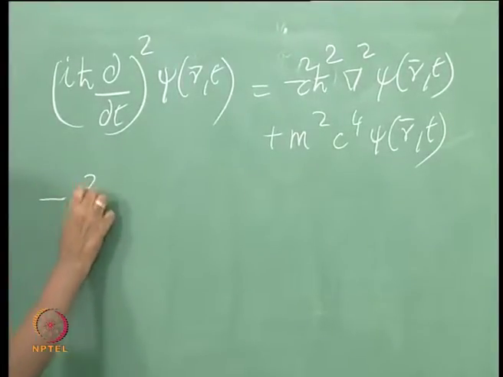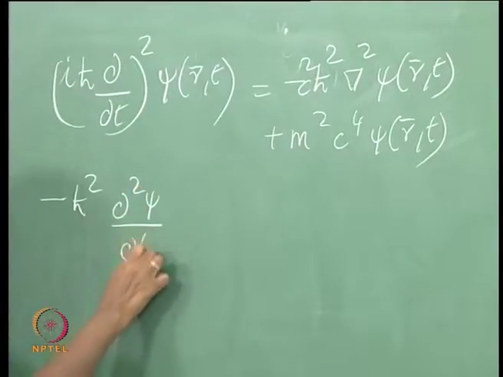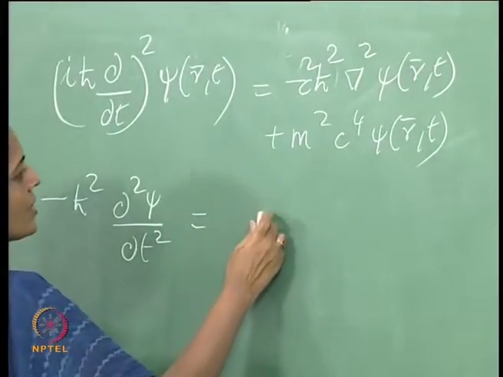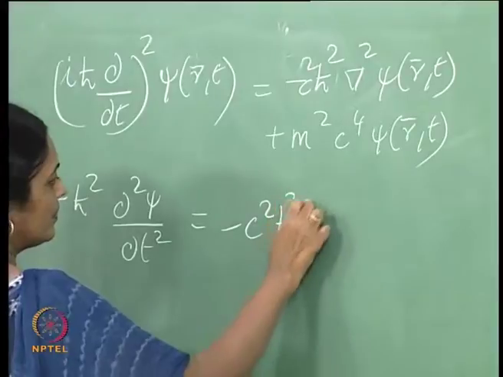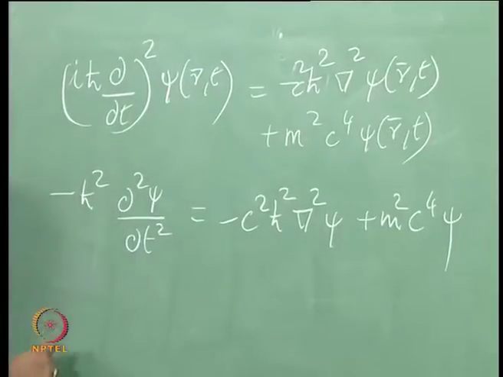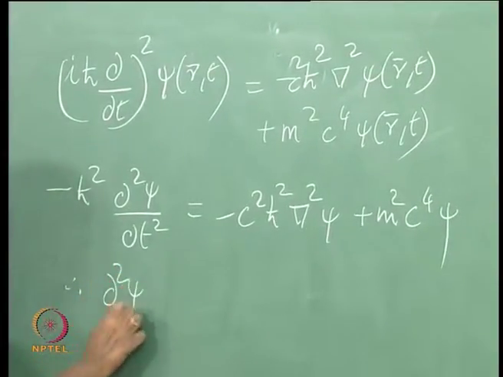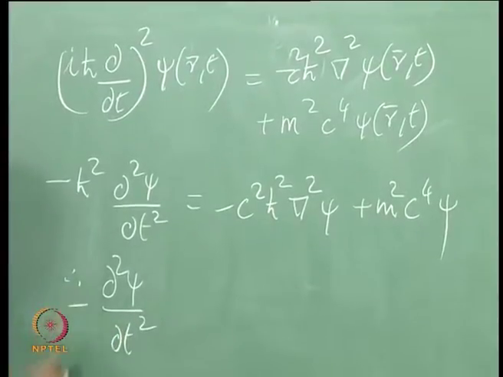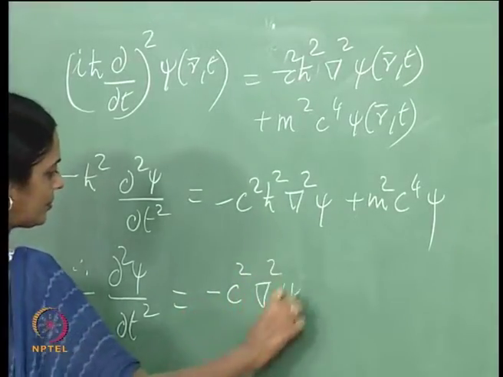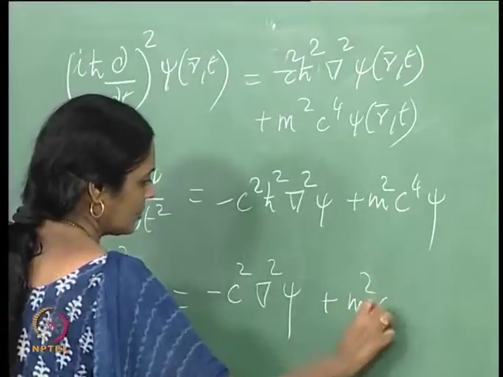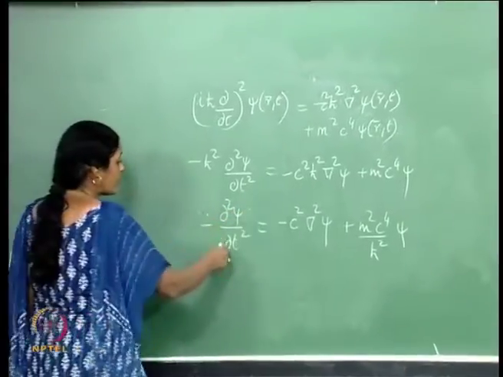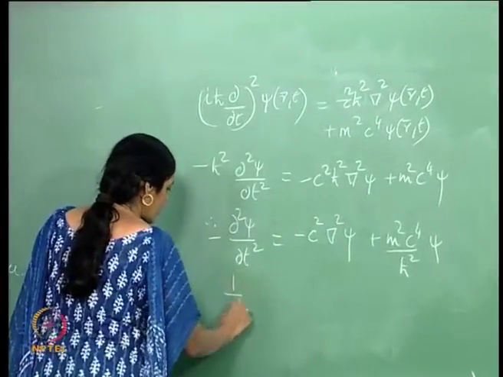So that gives me minus h cross squared ∂²ψ/∂t², that is E²ψ, is equal to p²c² plus m²c⁴ ψ. Therefore, I have ∂²ψ/∂t² minus ∂²ψ/∂t². I divide by h cross squared. Well, I can certainly divide by c squared now, or a minus c squared if you wish.